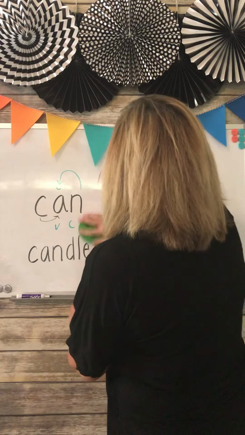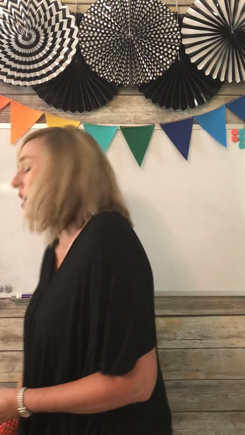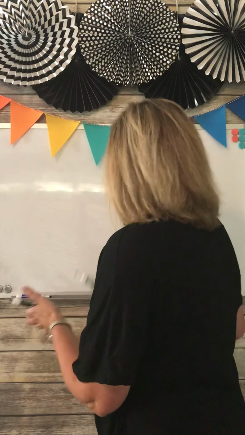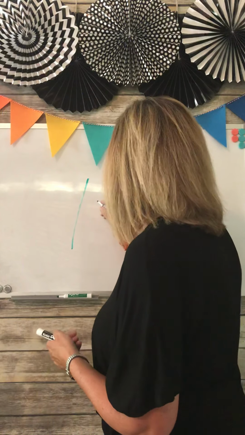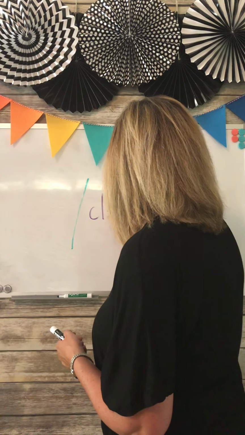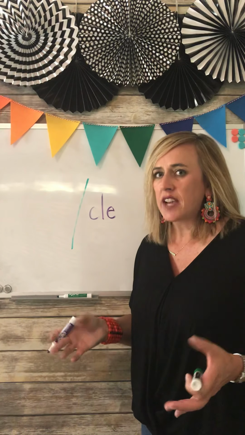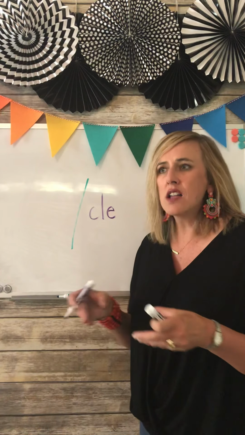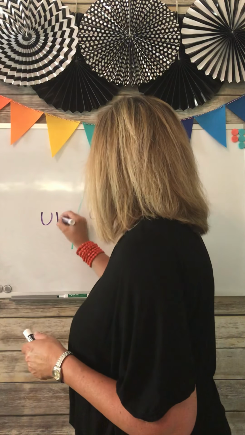All right, let's do one more word together today. Uncle. Uncle. That last syllable we hear cull, C-L-E. Go ahead and divide up into two syllables. Then the first syllable is all we've got to figure out. Two sounds.